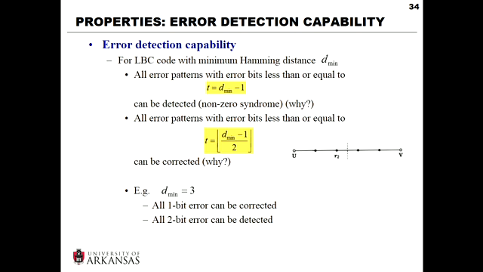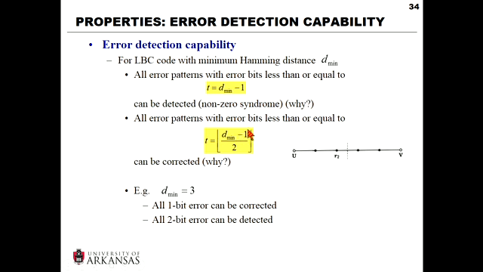Okay? So for an LBC code with minimum Hamming distance dmin, all error patterns with error bits less than or equal to dmin minus 1 can be detected. Okay? And all error patterns with error bits less than or equal to floor of (dmin minus 1) divided by 2 can be corrected. Okay? So before I explain why, let's first look at the previous example. In the previous example, our dmin is 3, so it can detect all 2 bits of errors. And if we plug in 3 here, 3 minus 1 is 2, 2 divided by 2 is 1.